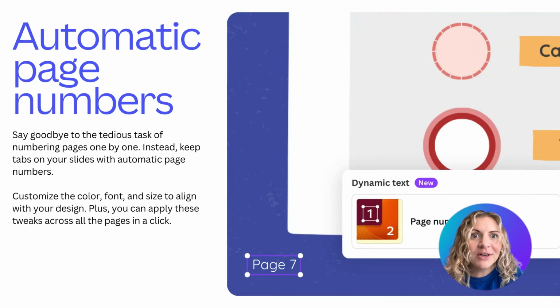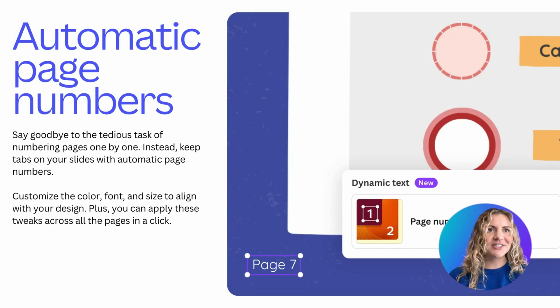And what the community and everyone has been asking us for, and now live and ready to use, are automatic page numbers. Say goodbye to the tedious task of numbering pages one by one. Instead, keep tabs on your slides with automatic page numbers. Customize the color, font, and size to align with your design. Plus, you can apply these tweaks across all of your pages in one click.